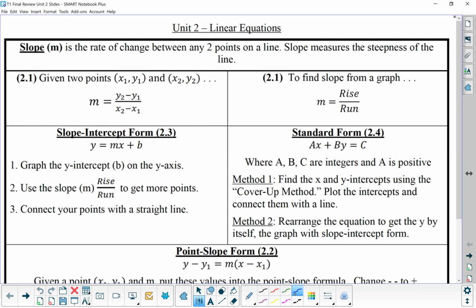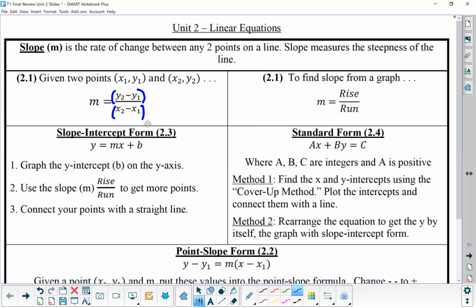One way is if we're given 2 points, x1, y1, and x2, y2. The slope is the difference in the y values divided by the difference in the x values. And if you're calculating this on a calculator, you would want those in parentheses.